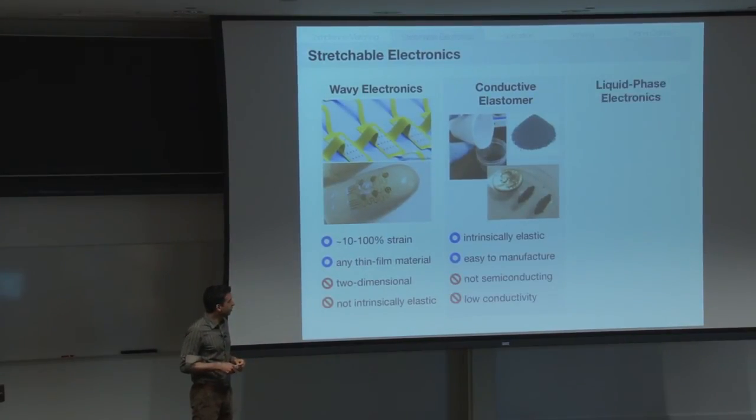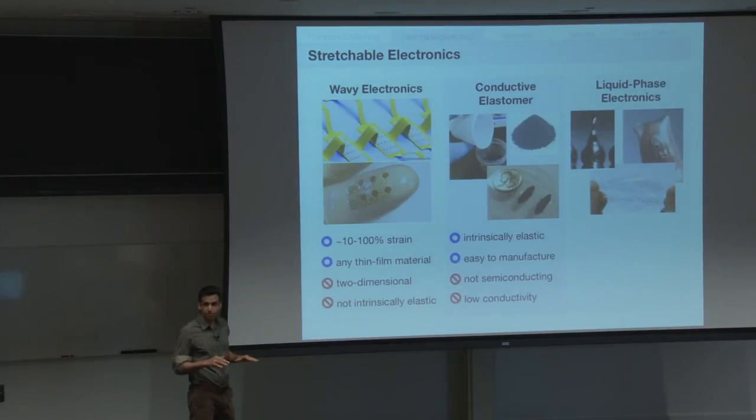Another approach to stretchable electronics is electronics that are intrinsically elastic, by taking elastic sheets and embedding them with microchannels of conductive fluids. One emerging technique that's growing in popularity is to use metals that are liquid at room temperature. It actually turns out that of these three approaches, these liquid phase metals are the oldest technique. This dates back to the 1940s.